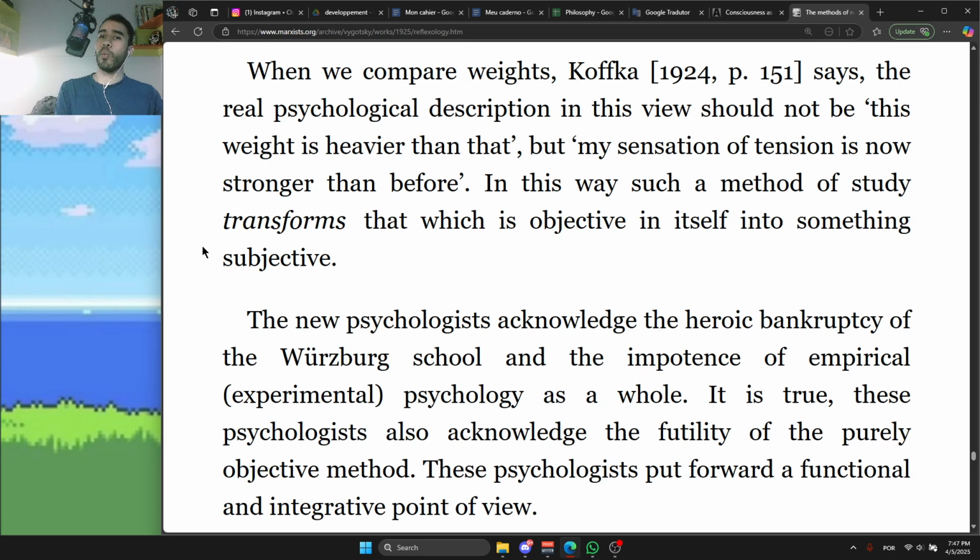When we compare weights, Kafka says the real psychological description in this view should not be "this weight is heavier than that," but "my sensation of tension is now stronger than before." In this way, such a method of study transforms that which is objective in itself into something subjective.